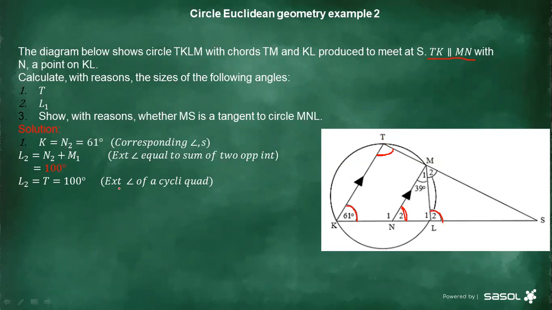What is the reason? Exterior angle of a cyclic quad. So that's how you should now determine that angle T. Angle L1, which is this angle here. There are many ways to calculate this angle L. Now let's see what we have used. Angle L1 equals 180 minus 100. Angle on a straight line. We all know that angles on a straight line add up to 180. Hence we subtract this 100 from 180. Then it's going to give us L1 as 80 degrees.